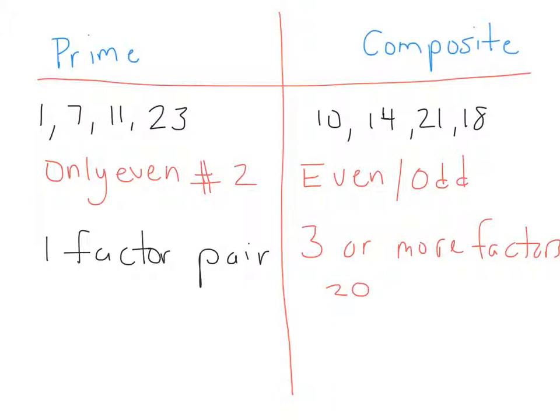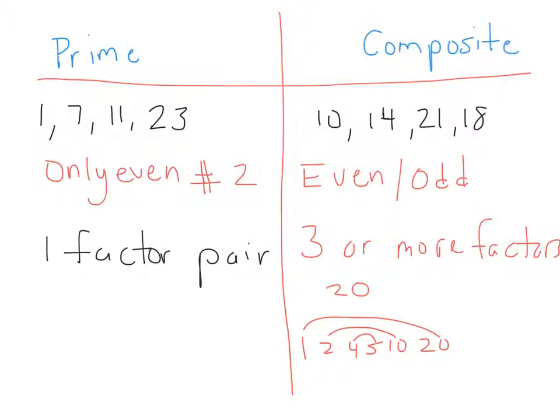factor rainbow, I have 1 and 20, 2 and 10, 4 and 5. So we would count each individual number here, 1, 2, 4, 5, 10, and 20, as a factor. So the number 20 has 6 factors. So that would make this number composite.